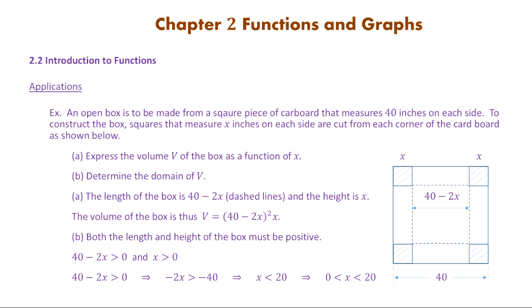So you just cut off the 4 squares shaded in the figure. You cut off those 4 pieces at the corners, each a square with side length x, and then you fold up the remainder of each side to make the open box, right? Does that make sense? Then we need to compute the volume of this box. Part A: express the volume V of the box as a function f. Part B: determine the domain of this volume V of the box.